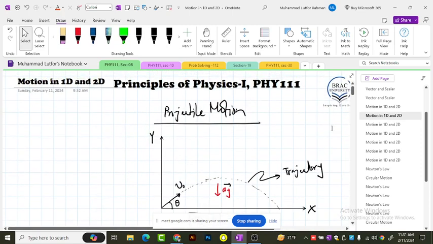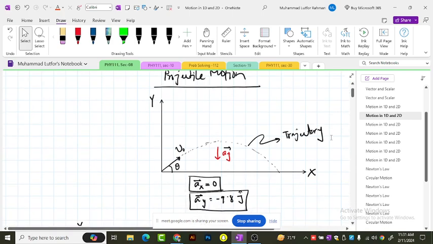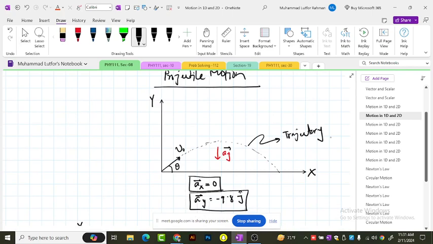This is the projectile motion, which is two-dimensional motion under the influence of gravity, right? Once you throw any particle with an initial velocity v naught making an angle, the trajectory would look like this. This is called the trajectory, or the path. Sometimes we say the path of the particle is the trajectory of the projectile motion.